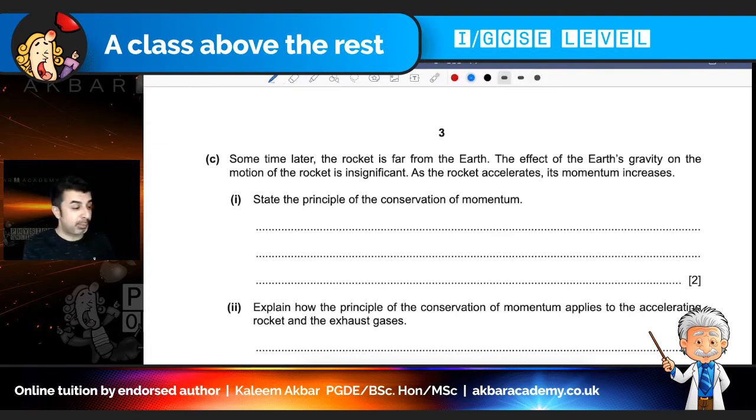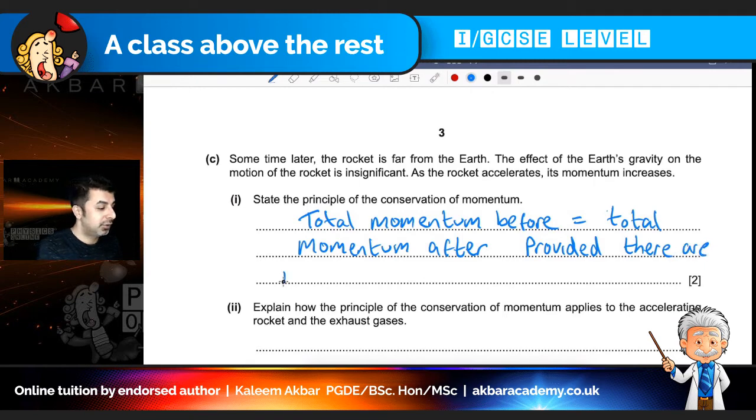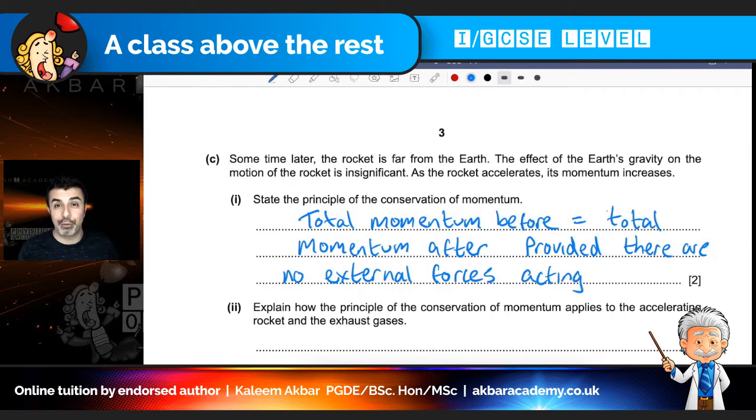And most students would get the first part, but probably miss out the second, which is total momentum before equals total momentum after. Now that's a bit most students would get, provided there are no external forces acting. Now that is the definition of the conservation of momentum.